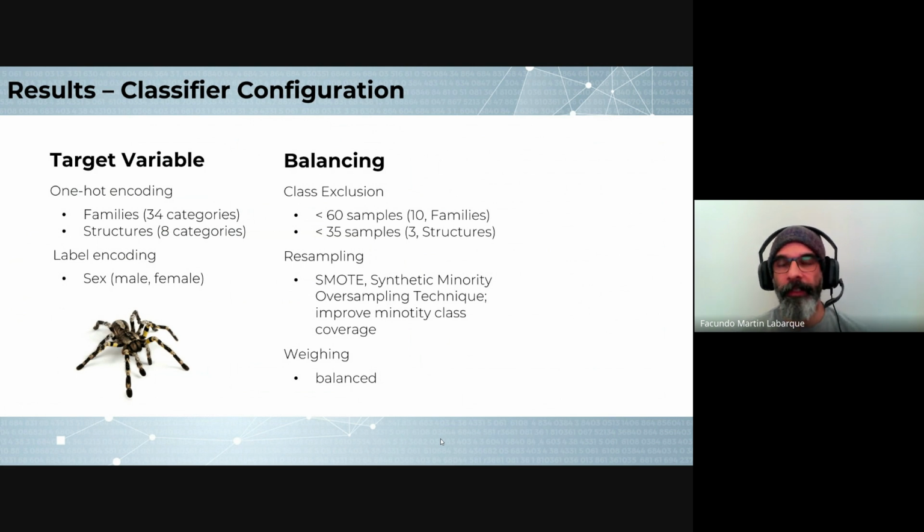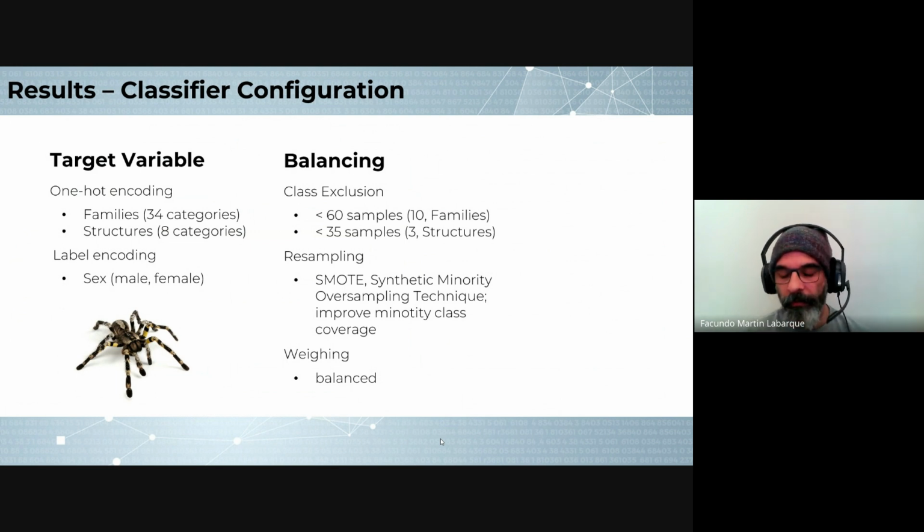So after the preliminary analysis, we needed to do class exclusions. For example, for those categories in the family target that had fewer than 60 samples, we had to remove them from the analysis because they were not performing well. So we ended up with 10 families as categories. And for the structure targets, we ended up with only 3 categories.